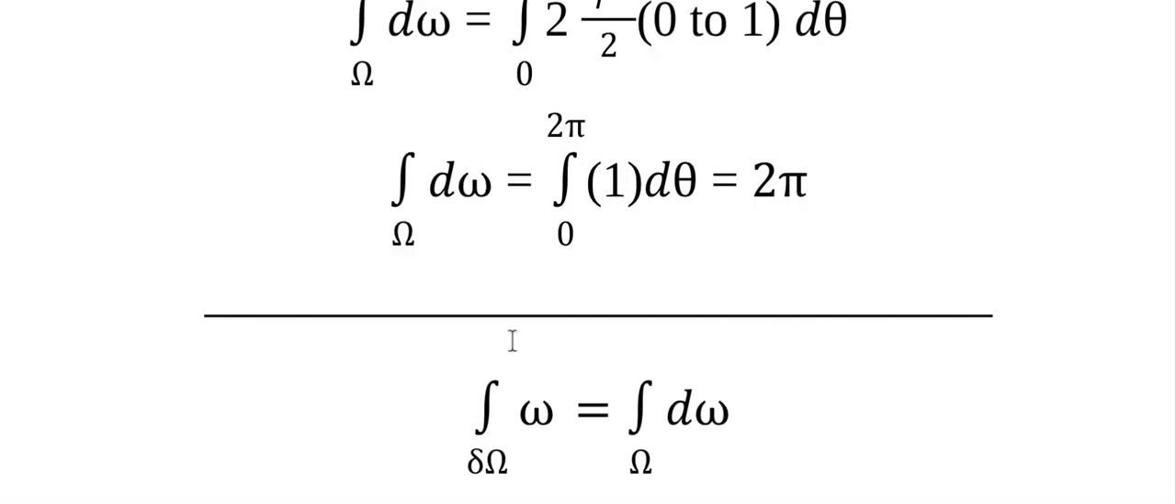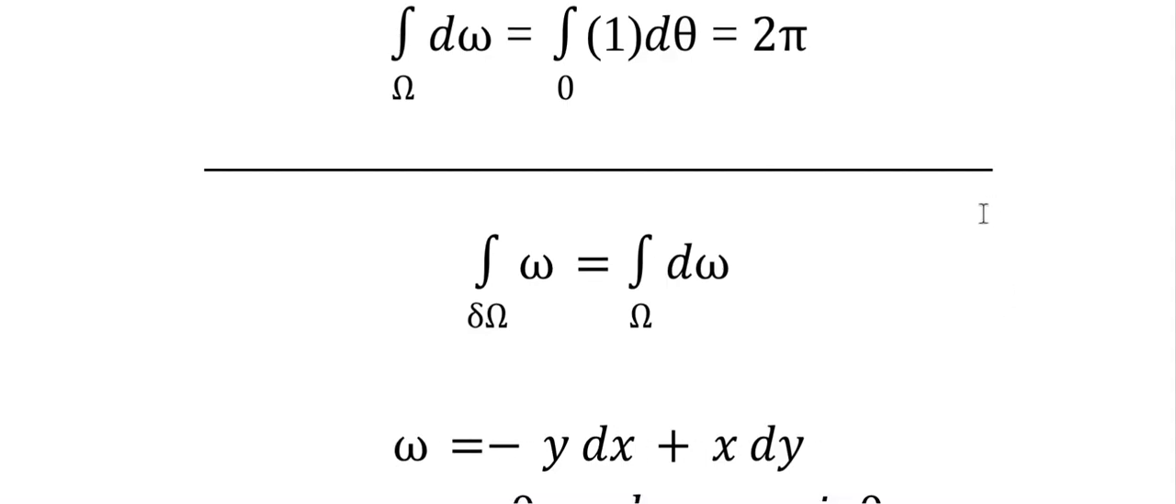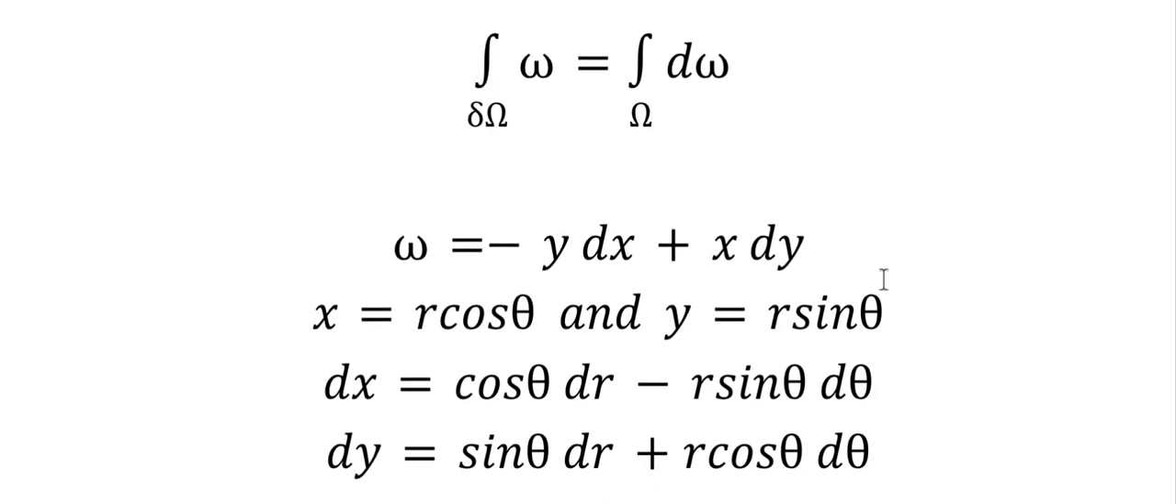Okay, now we're going to do this side, which is even easier. So here is our omega, right? This is our 1 form. Once again, we parameterize this with x and y, r and theta. So dx is just a derivative of this with respect to r, derivative of this with respect to theta, and likewise for dy, derivative of this with respect to r, derivative of this with respect to theta.